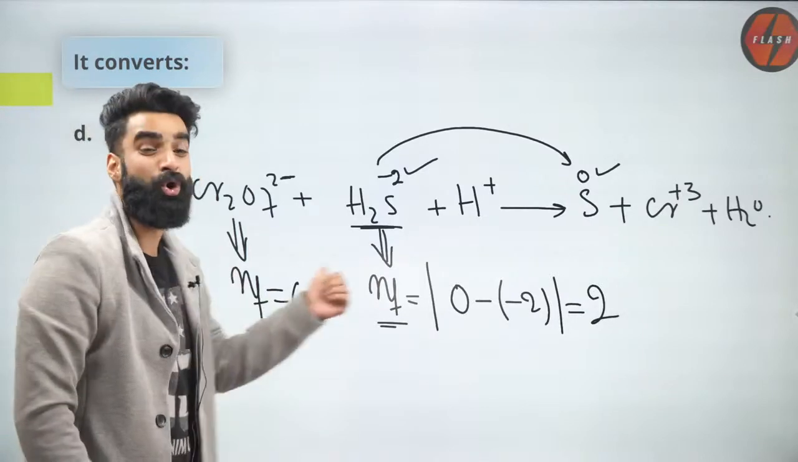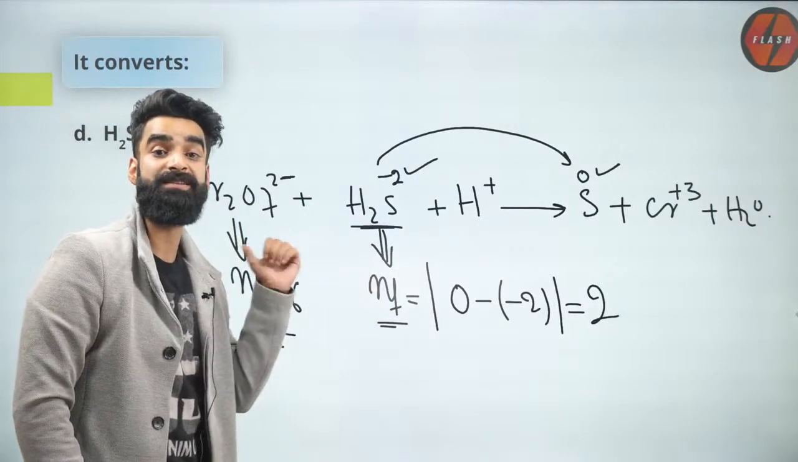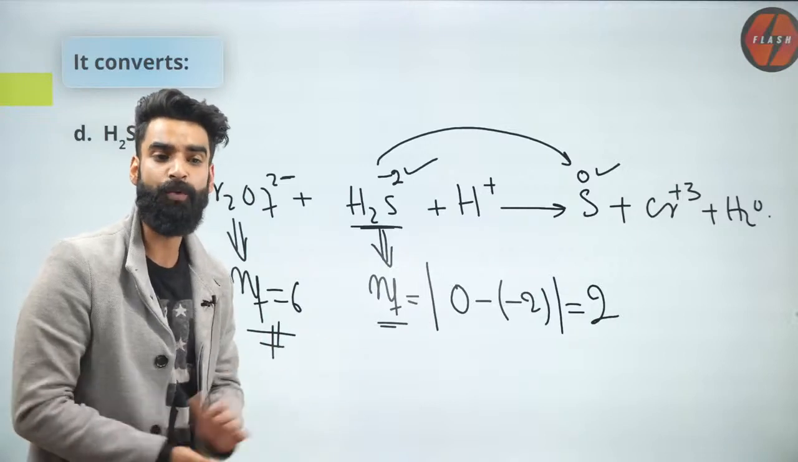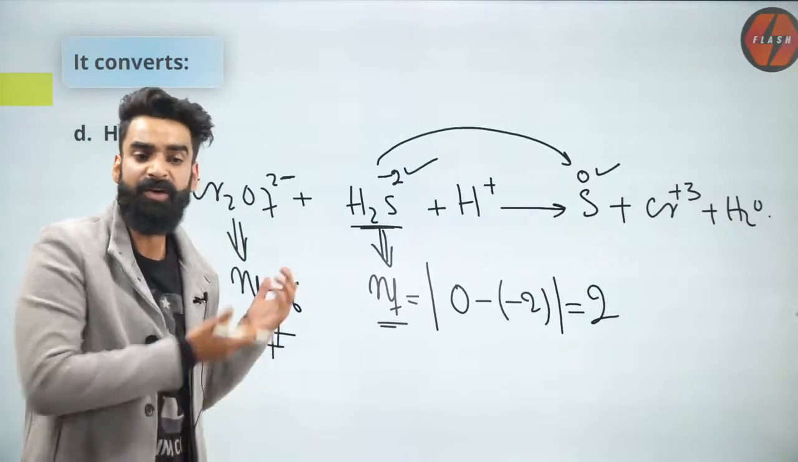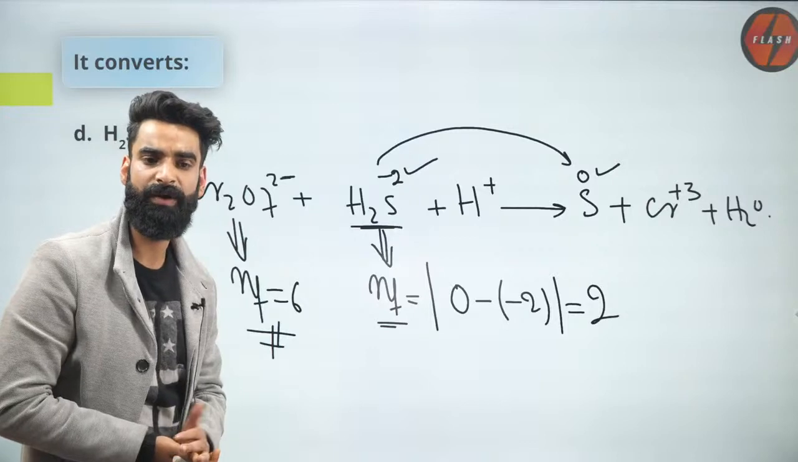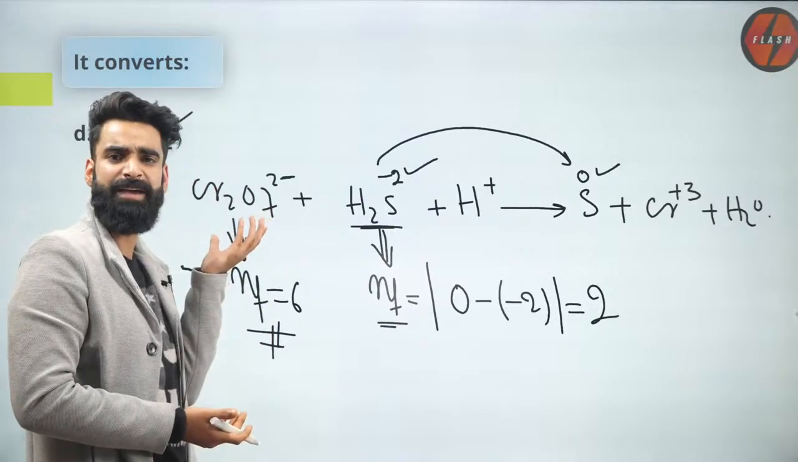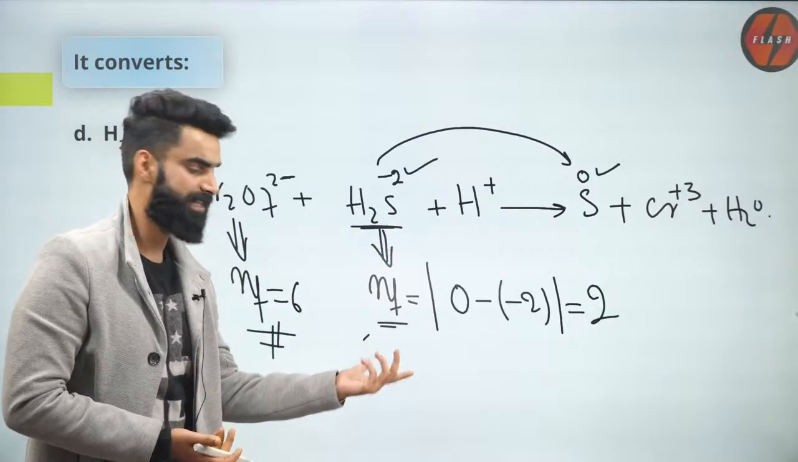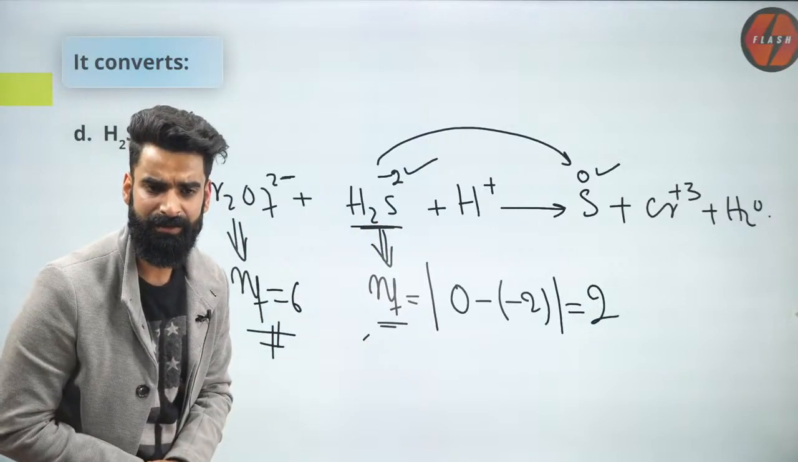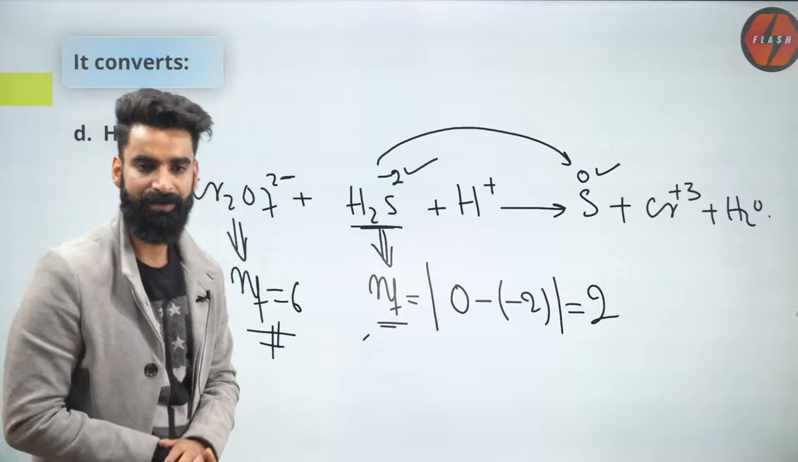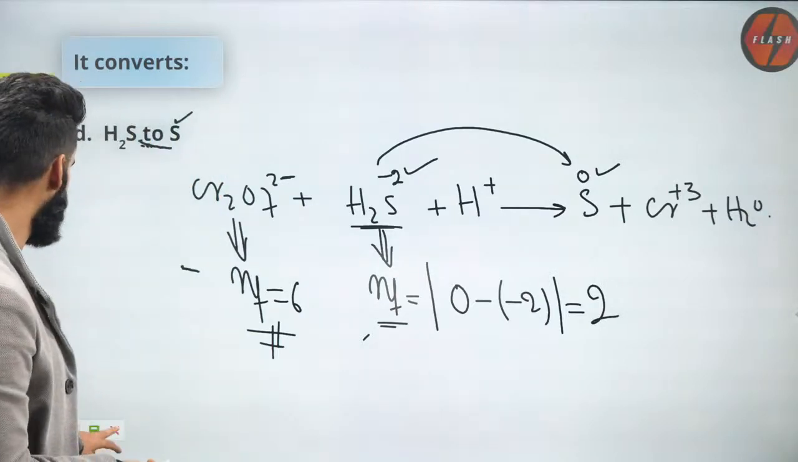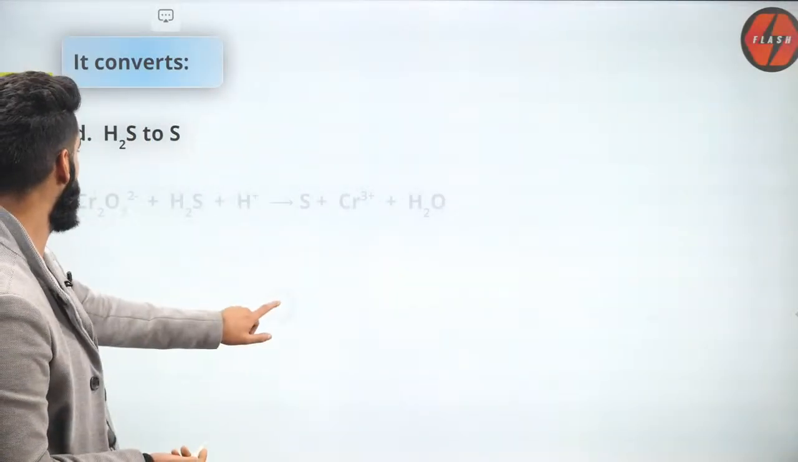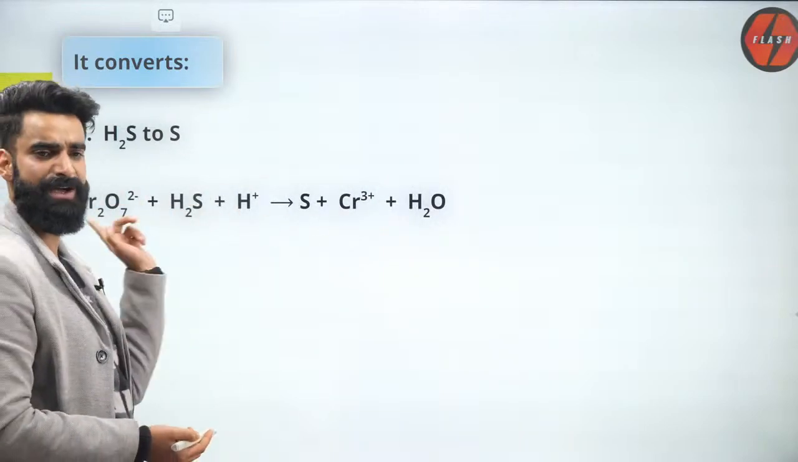Great. People, if you got the n factors of both the substances over here, can we calculate their equivalent masses? Very simple. Molar mass of potassium dichromate divided by n factor. Molar mass of H2S divided by n factor. That will give me the equivalent mass, right? Great. I'm giving you a few more reactions of the same K2Cr2O7. This is the reaction which I just showed you.